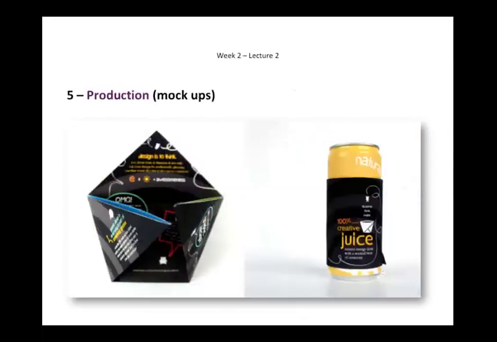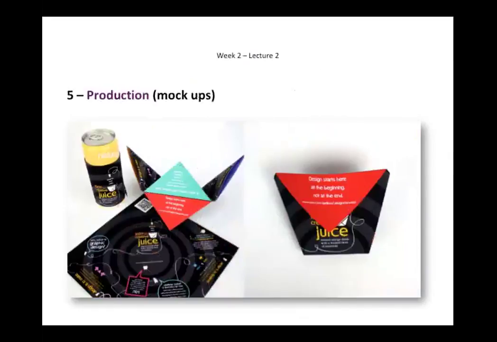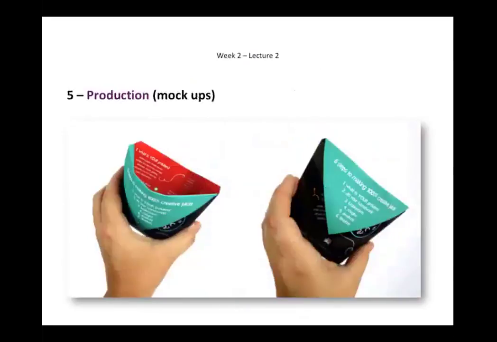So these are all mock-ups, again, production. So on the can on the right is kind of the final can. And when you unfold it, it will look like on the left there. So it works as a label, but it also is a cup. And it's explaining what graphic design is and our process steps.